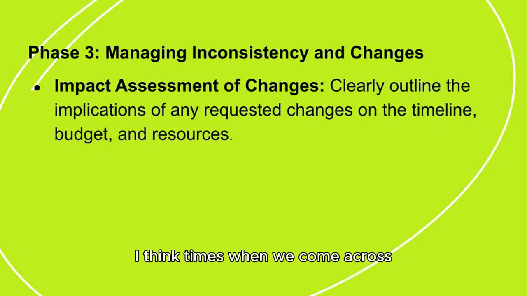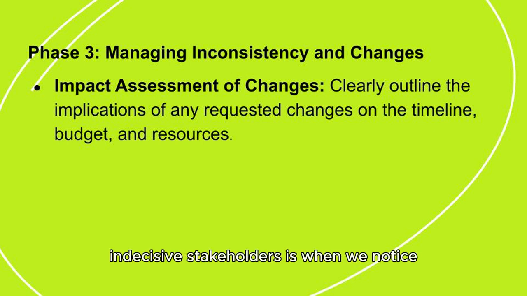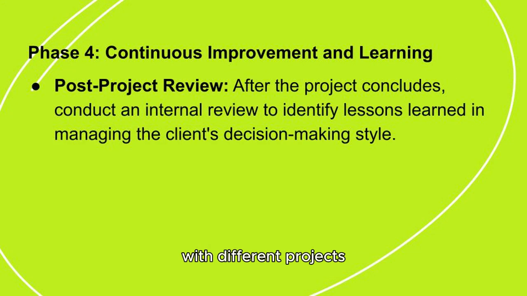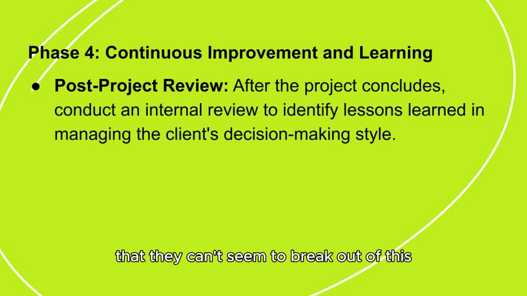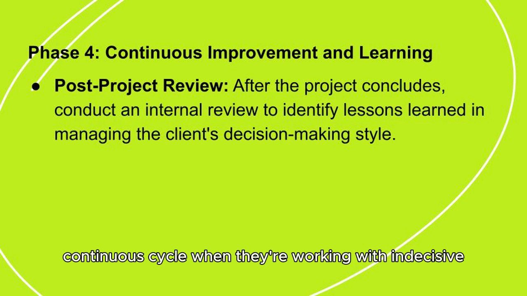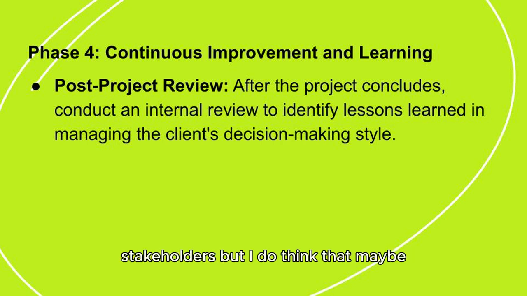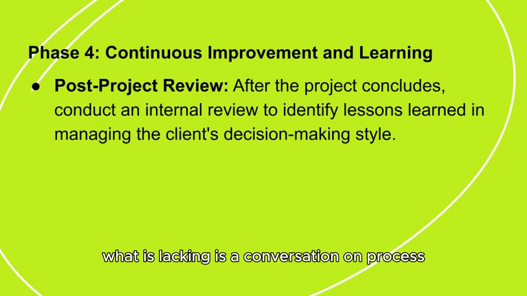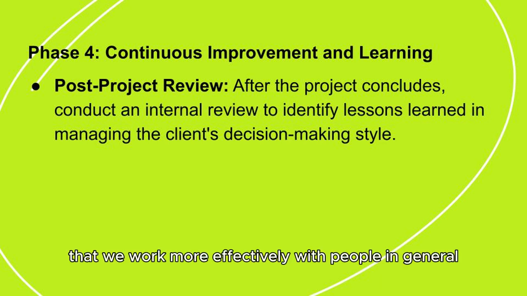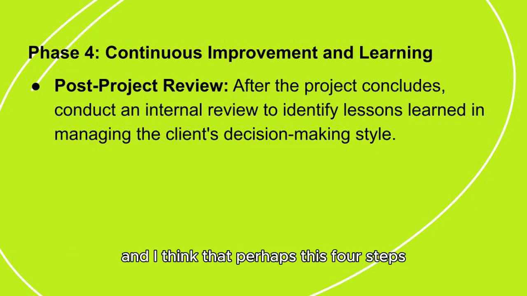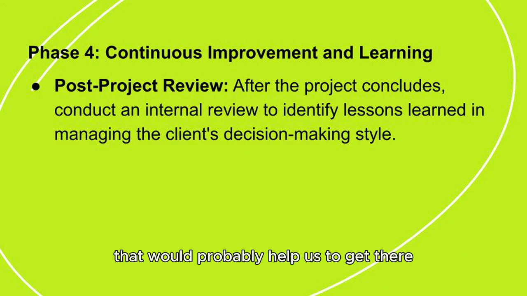I think the times when we come across indecisive stakeholders is when we notice after a period of time there are patterns of repeated behavior happening over and over again with different projects, with different people, with different timelines. I think what gets people very frustrated is that they can't seem to break out of this continuous cycle when they're working with indecisive stakeholders. But I do think that maybe what is lacking is a conversation on process and approach. How do we work more effectively with people in general? And I think that perhaps there are four steps that would probably help us get there.